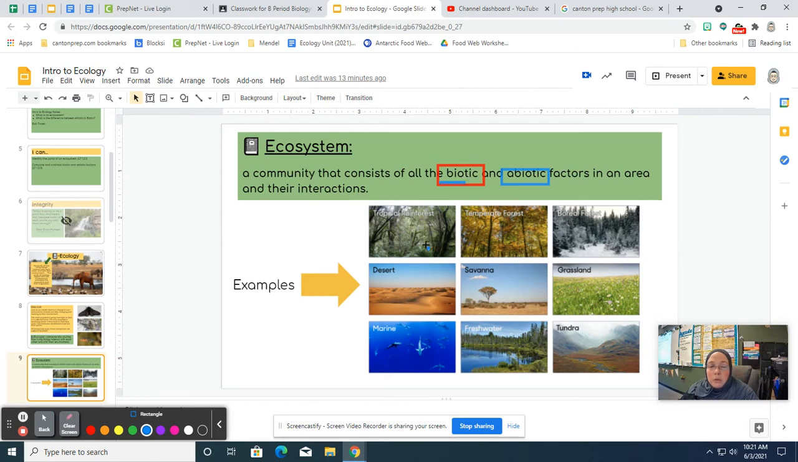Bio, the root meaning life. Ic, a suffix meaning an adjective of. And then here we have biotic in the word abiotic, meaning living, and then a, the prefix meaning not. So again, an ecosystem is made up of all our living and non-living factors within a specific area and all of their interactions with each other, within the living things and between the living things and the non-living parts of the ecosystem.